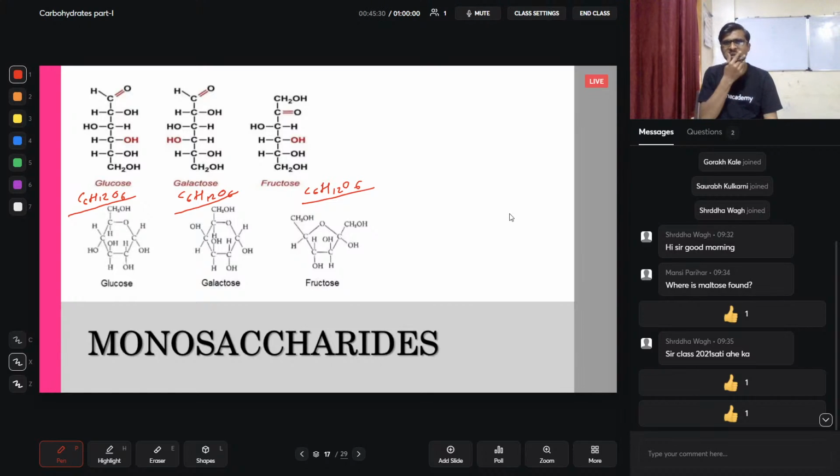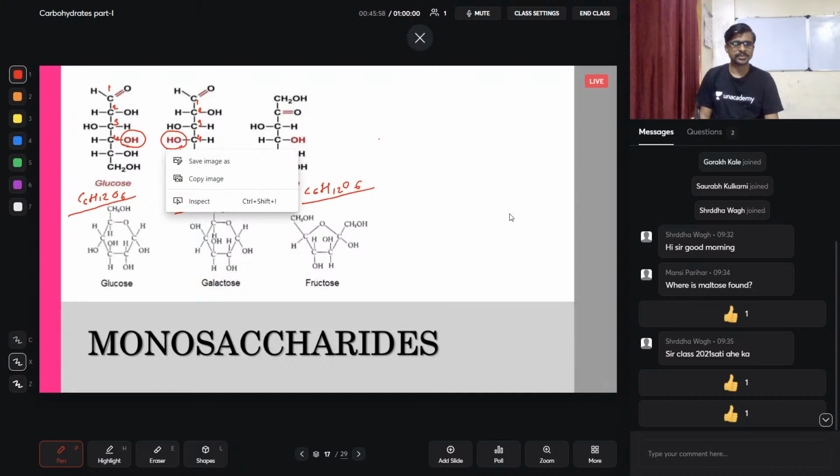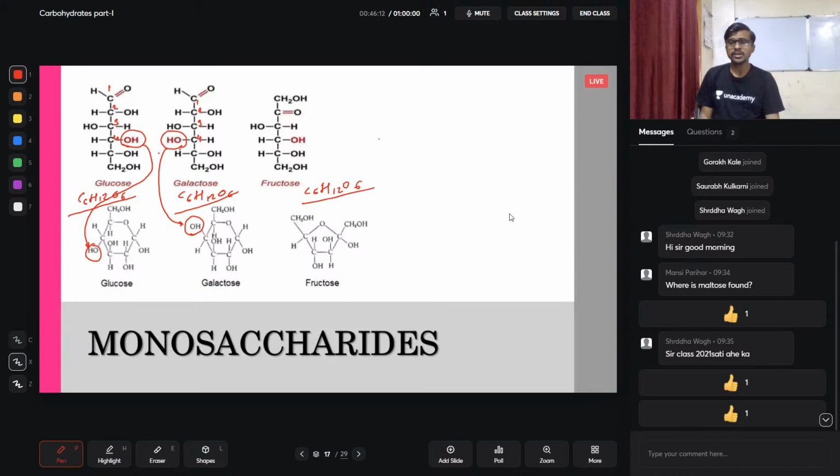So how can you classify them into three different categories? It's completely depending upon the OH at carbon number 4. Carbon number 1, 2, 3, 4. Let's see the structure. Your OH is present here, and in this structure the OH is present here. I am talking about carbon number 4. If the OH at carbon number 4 is down, we call it glucose, and if the OH at carbon number 4 is up, we call it galactose. Okay, galactose means the OH should be up. Does it make sense, friends?